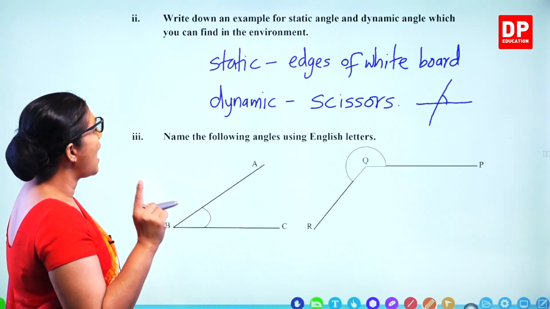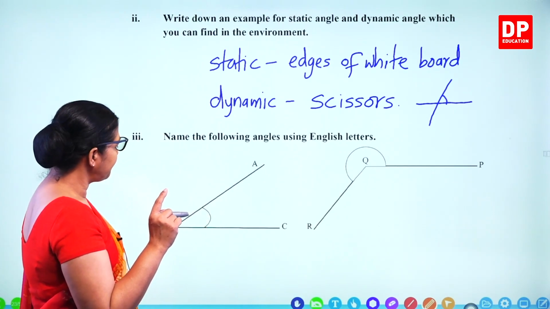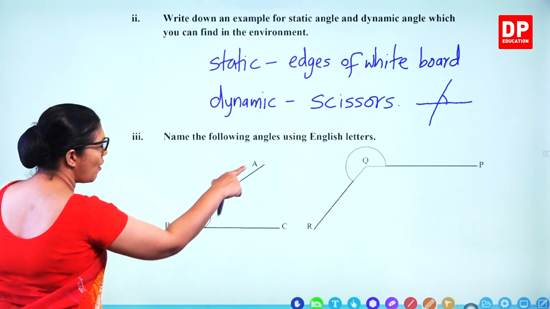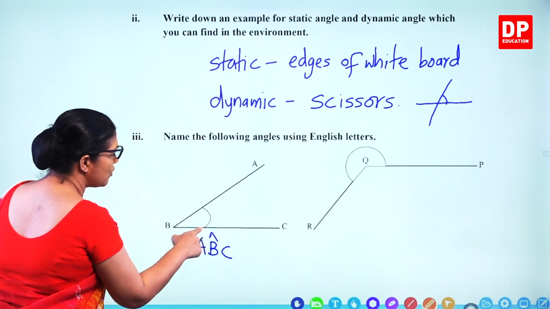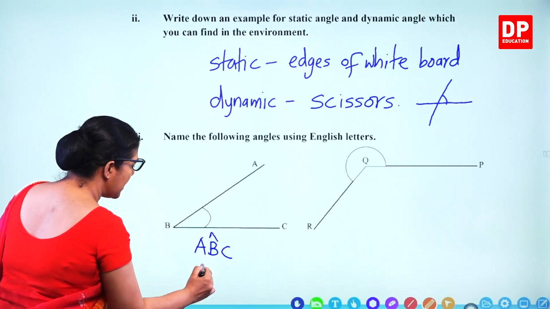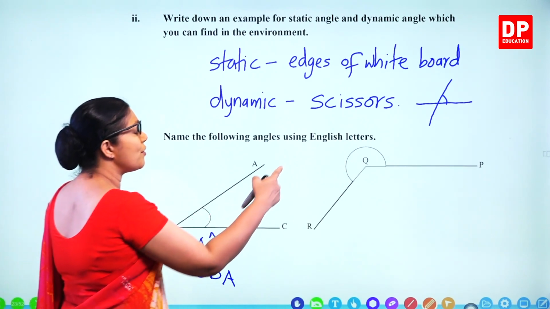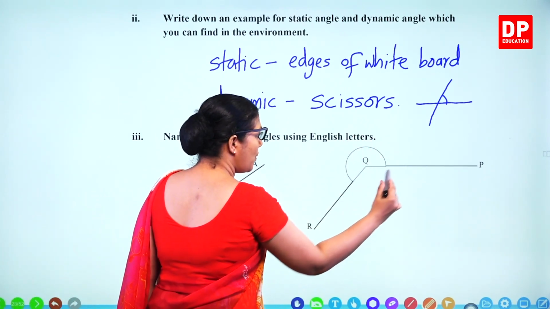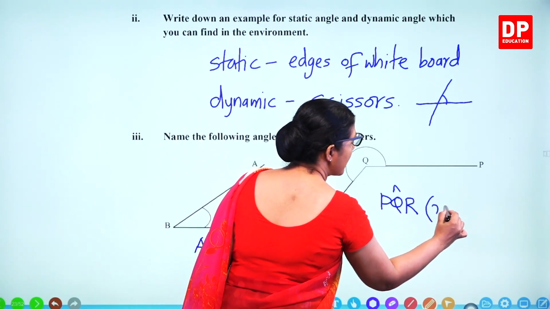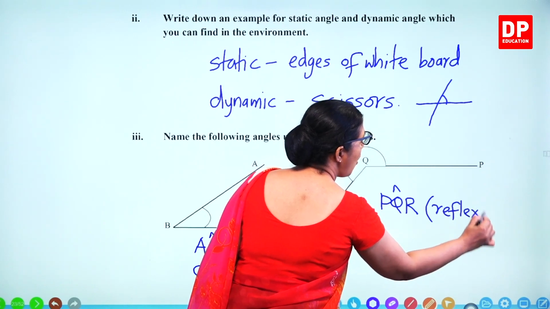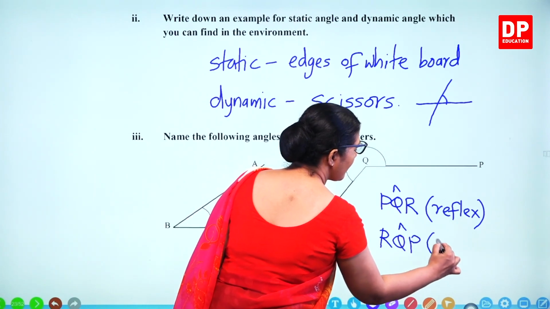So that's called dynamic. Name the following angles using English letters. This angle, how you write down? ABC, and then we put a hat there to the angle. Or you can start with C. CBA is the same. What about this one? This is reflex angle. So we can write PQR reflex in brackets. Or you can write RQP reflex.